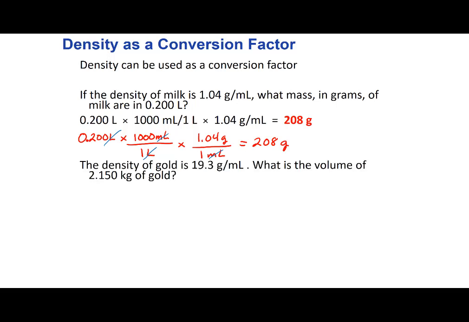Our next problem has to do with the density of gold. If we know the density of gold is 19.3 grams per milliliter, we can calculate the volume of a certain mass of gold. In this case, we need to use the density upside down or inverted, kind of like we did with some of the metric equivalencies. We also need to convert kilograms to grams. Again, something that we've learned already in this video.